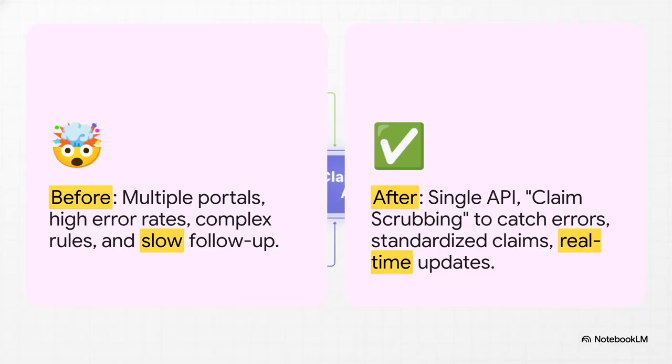And this right here really shows you the difference it makes. The before picture, that's you, as a developer, trying to connect to dozens of different insurance websites, each with its own bizarre set of rules. It's a nightmare. Now look at the after. One single API connection. The clearinghouse scrubs the claims. It cleans them up, finds errors, and standardizes everything. It turns an impossible job into a totally manageable one.